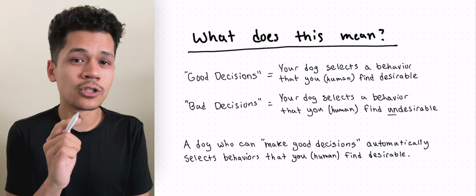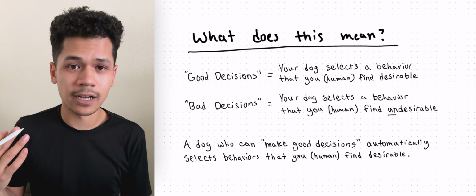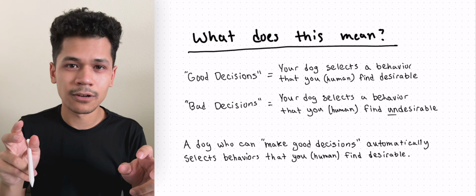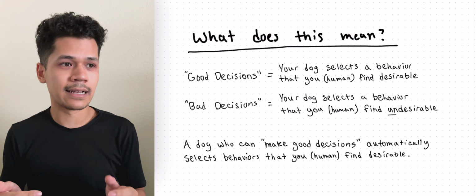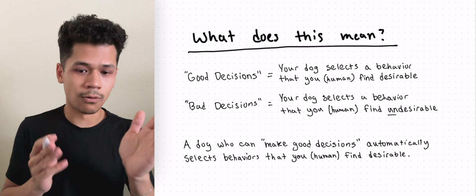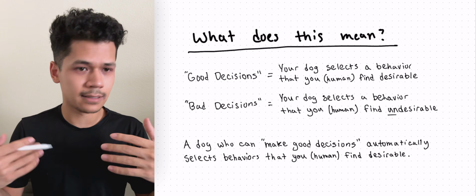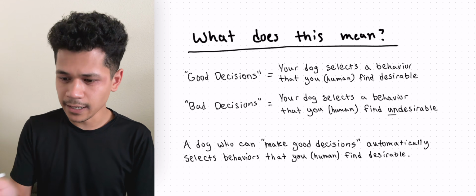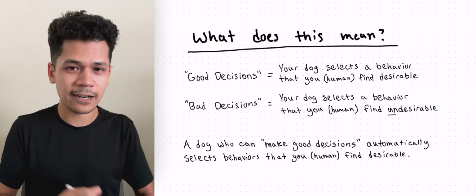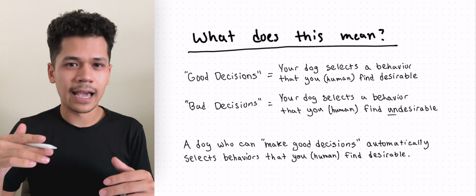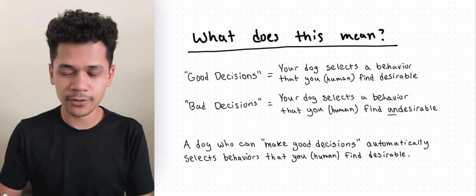However, to your dog, the behaviors they're doing are not good or bad, right? The behaviors your dog does, they see as either reinforcing or punishing. If the behavior is reinforcing, then they continue doing that behavior. And if it's punishing, they stop doing that behavior, right? So you see the difference there, right? And because of this, there can be a mismatch, right? So let me give you an example.